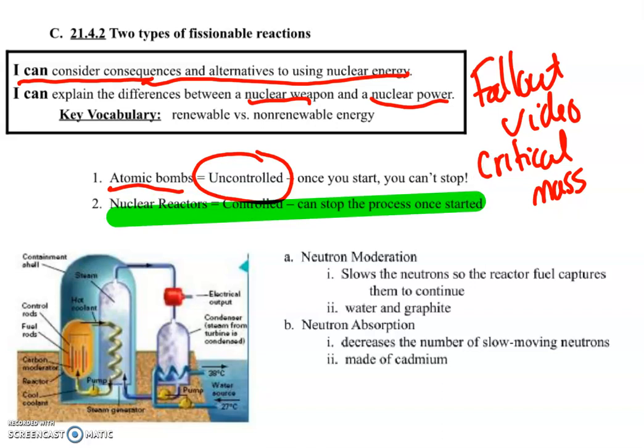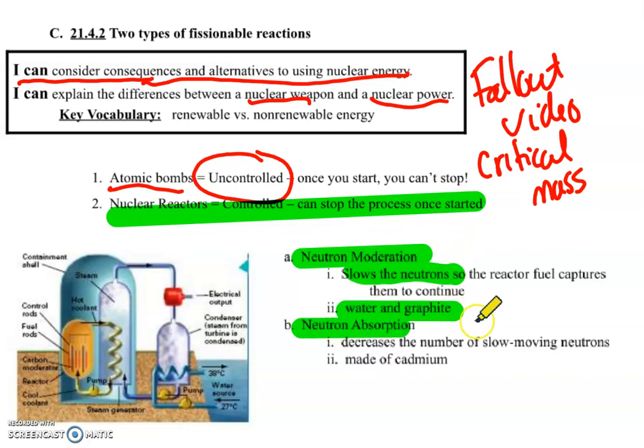So how do we control those nuclear reactions? One way is called neutron moderation. Through neutron moderation, the scientists slow the neutrons down so the reactor fuel captures them to continue. They use things like water and graphite, and that gets rid of a lot of those excess neutrons that are produced. Another type is called neutron absorption. It decreases the total number of those neutrons, and those are things made out of cadmium.